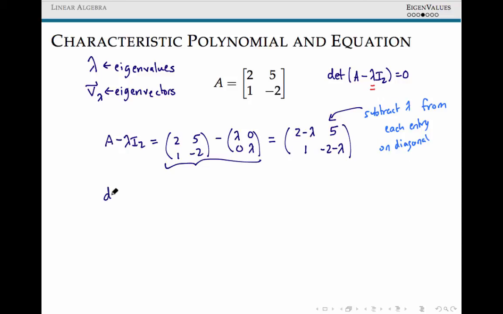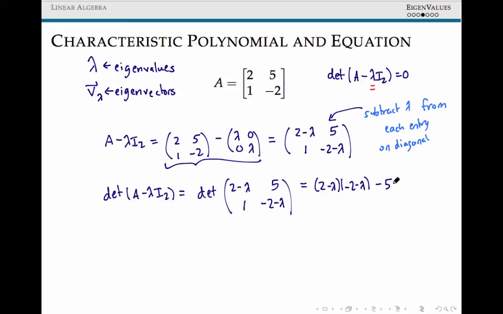Once we have this set up, we're going to take the determinant of A minus lambda I2, which is the determinant of the matrix [2 minus lambda, 5; 1, negative 2 minus lambda], which is (2 minus lambda) times (negative 2 minus lambda) minus 5 times 1. So this simplifies to minus (4 minus lambda squared), the difference of squares, minus 5. So our determinant simplifies to lambda squared minus 9. We'd like to figure out where lambda squared minus 9 is 0, which is pretty clearly at eigenvalues plus and minus 3.